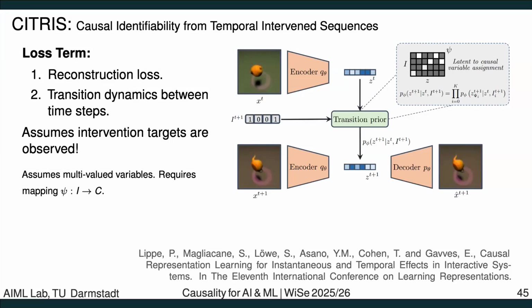Yeah, and this transition prior, they do some more complicated stuff here. Basically, they assume that my latent variables might be multi-valued, so that I take an intervention which might actually affect multiple variables. So they first need to decode that and basically encode that a bit. But the overall idea is to leverage this structure.